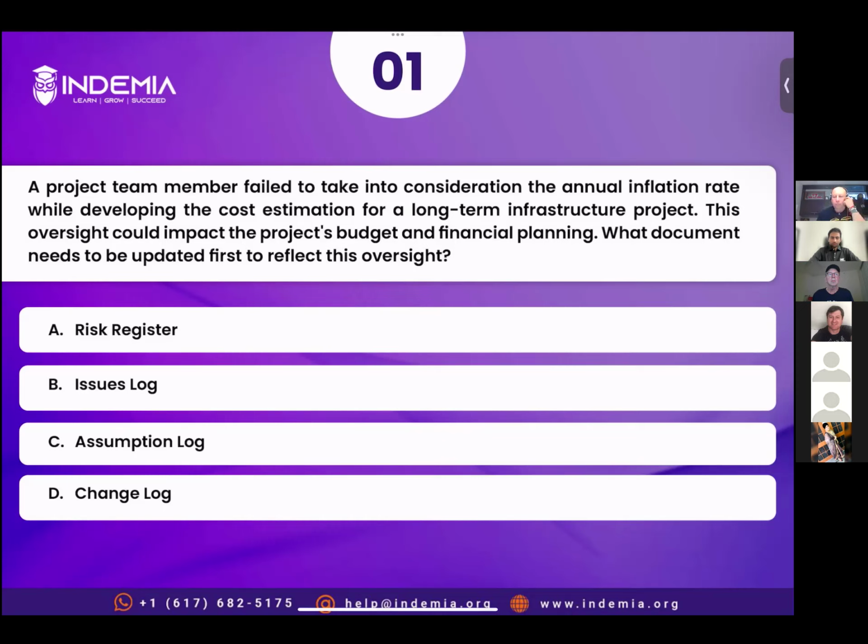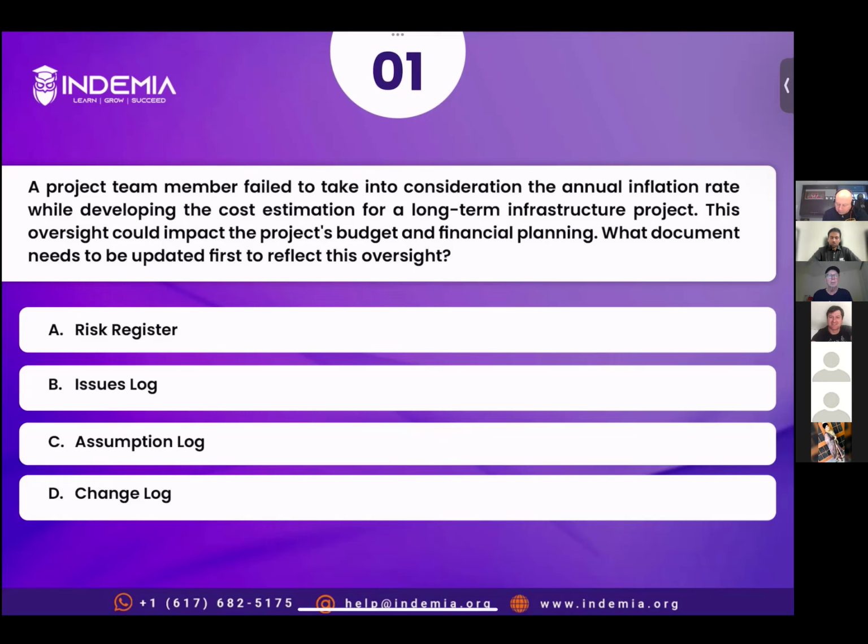B, issue log. So we update issues whenever we have an issue during the execution stage of the project. So this could have been an issue if we are in the execution stage of the project. Then we update the issue log and then we see, okay, how we are going to deal with this issue right now. But in the statement, as I mentioned, there is no indication where we are in terms of our timeline. So we are not certain whether it is an issue. If we are still in the planning stage, then it's not an issue. I hope you understand that, right?